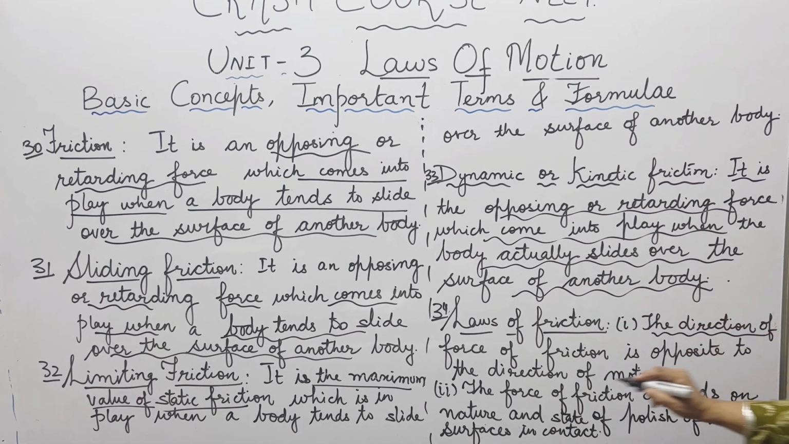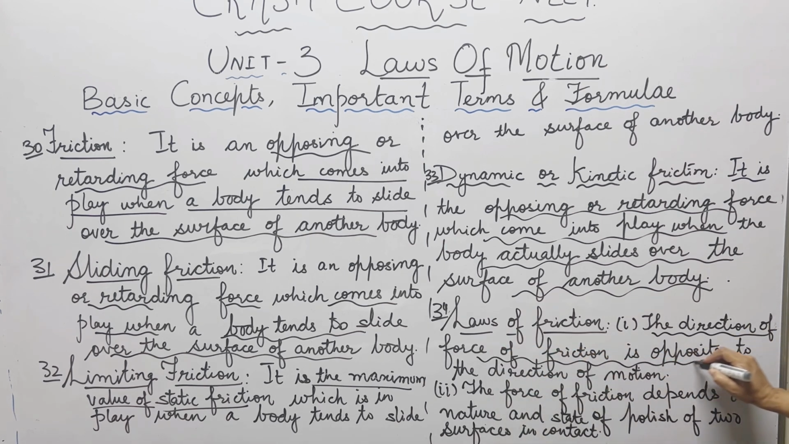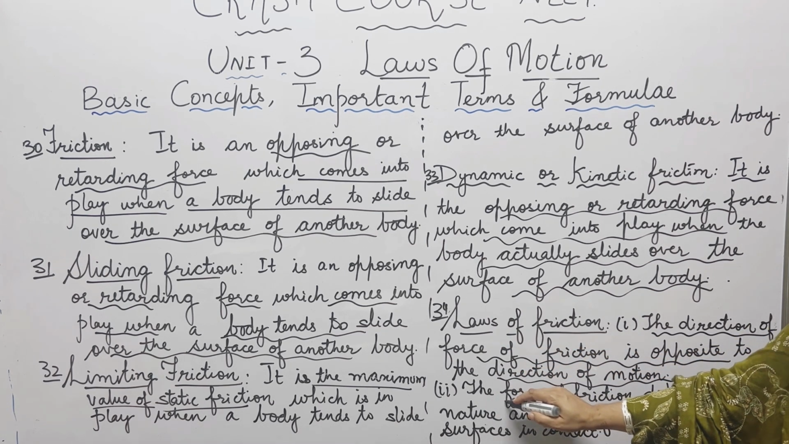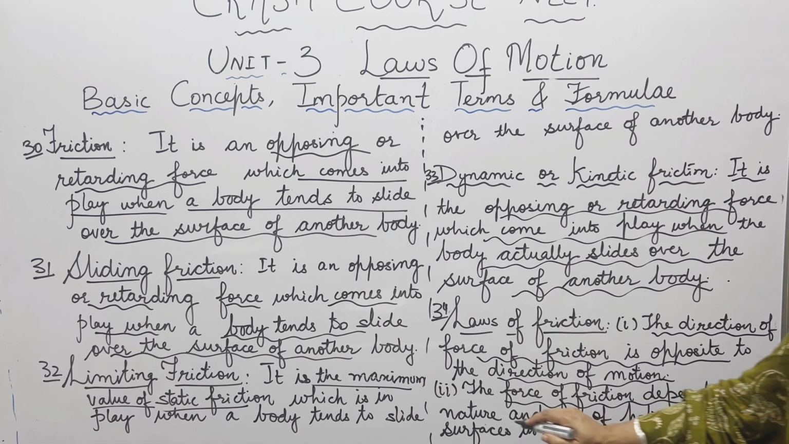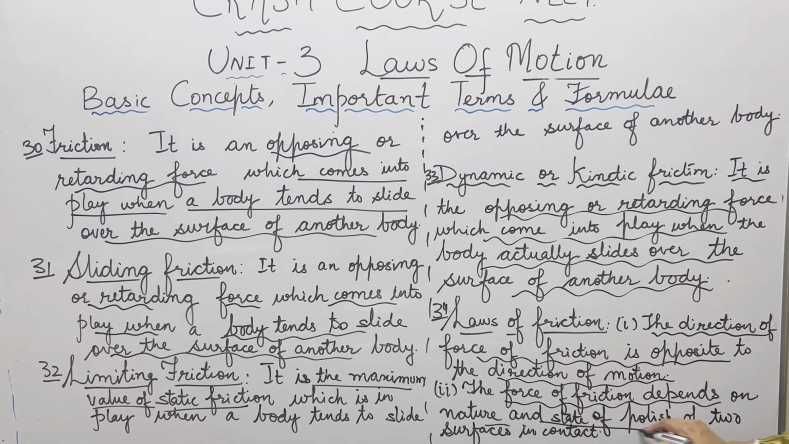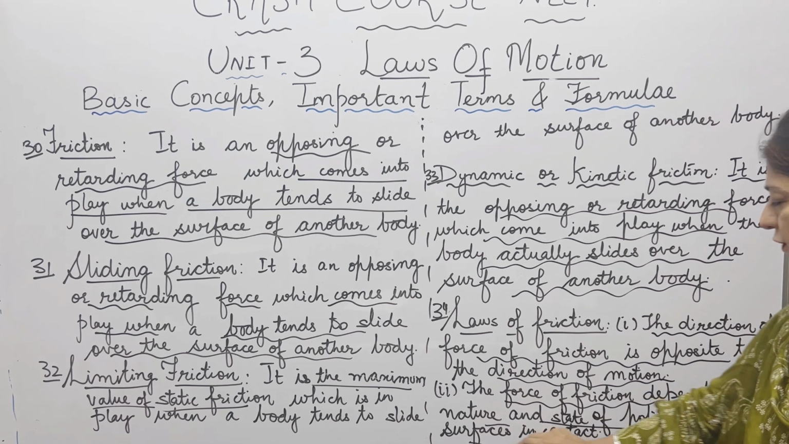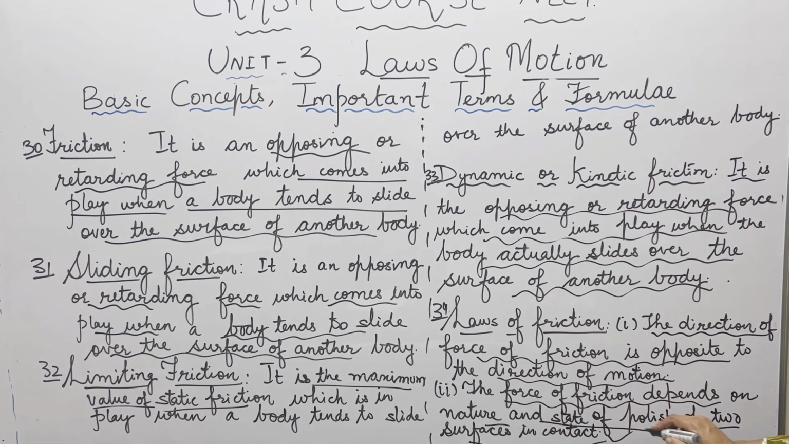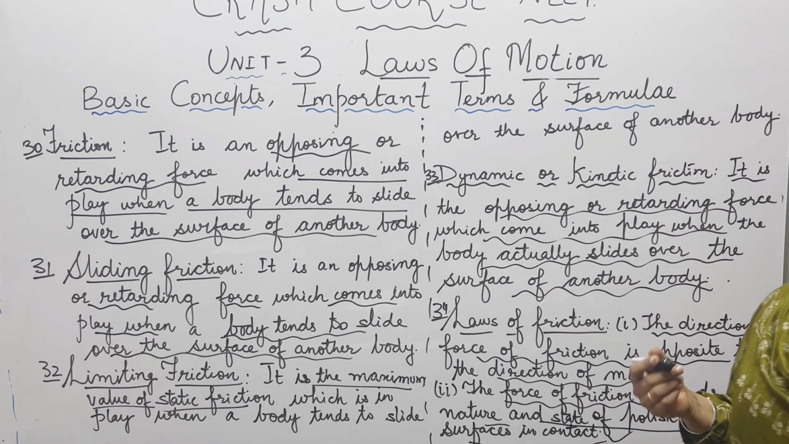Among that, the first is that the direction of the force of friction is opposite to the direction of the motion. The force of friction depends on the nature and the state of polish of the two surfaces in contact. If they are polished, the friction is less at the point of contact. If there is roughness, then the friction offered will be more.